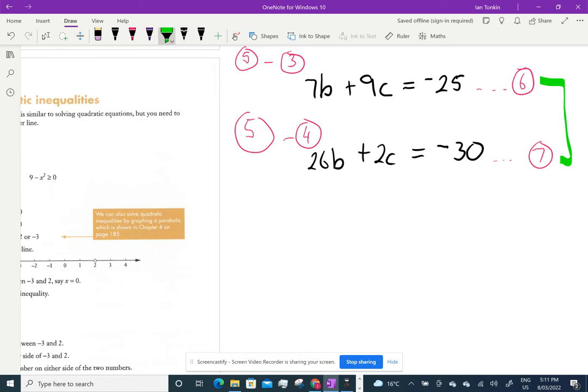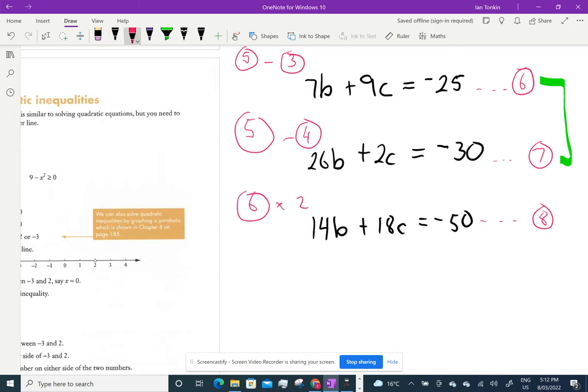But it's so much easier to make these two into something else by multiplying and eliminate. Now, I'm not going to do the b's because I've got a 26 and a 7. I can easily make the c's into 18. 2 and 9, 18. So equation number 6 times 2 gives me 14b plus 18c equals negative 50. And again, we're going to be referring to this. Look at this. We're all the way up to equation number 8.